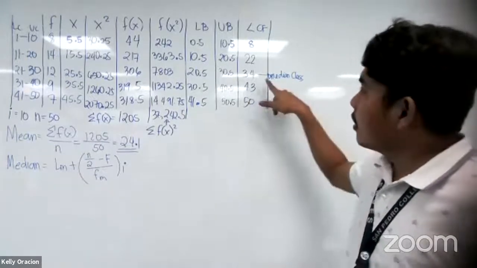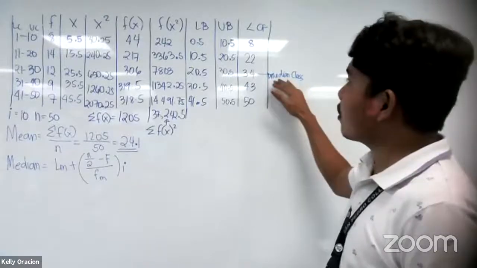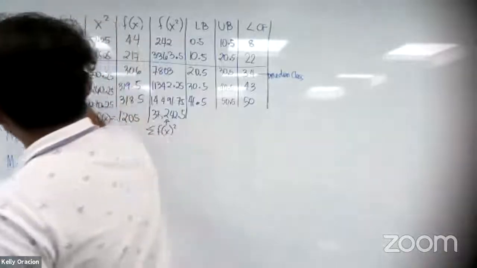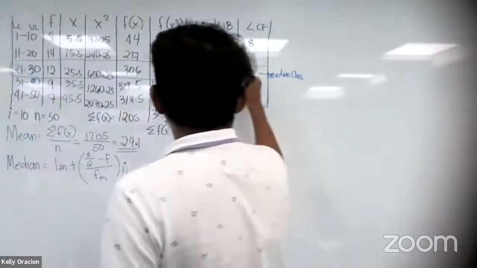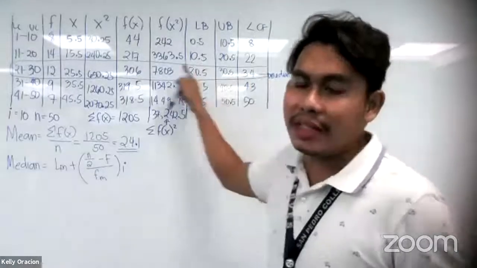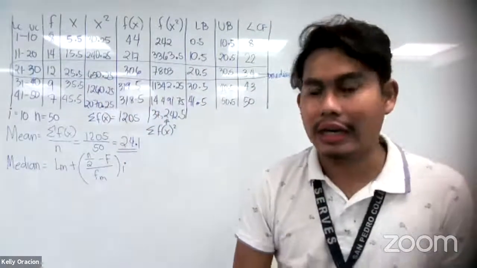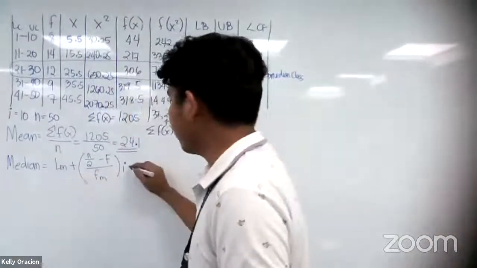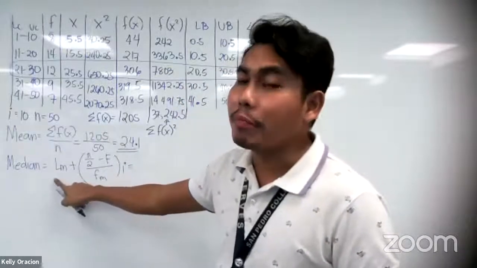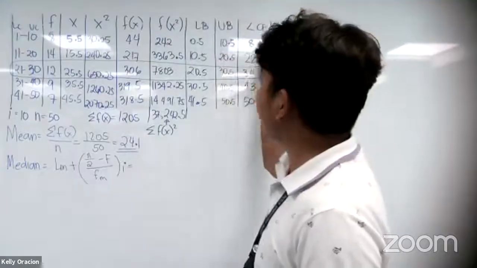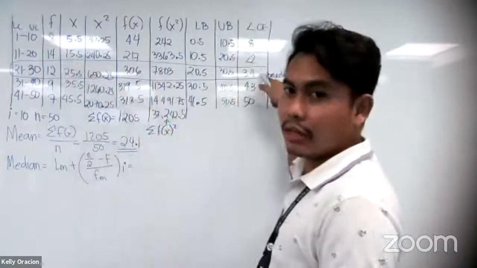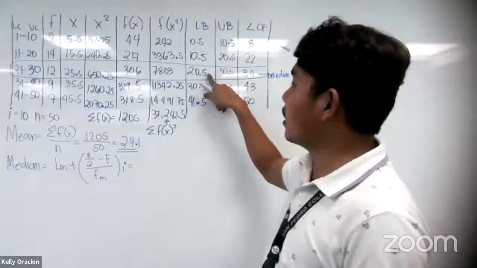Next, since this is our median class, that means this is our basis for getting the median. Now, what is this LM? The lower boundary of your median class. Saan dito yung lower boundary? Ito yung lower boundary, and this is the median class.